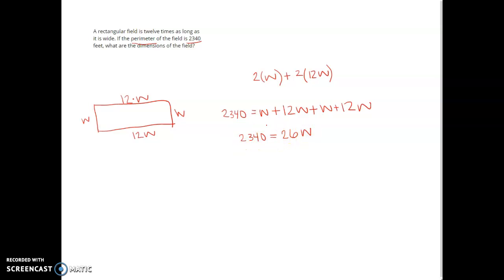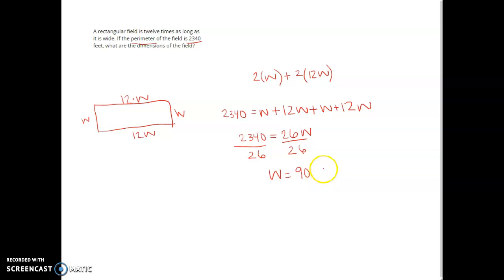2,340. Well, we want to solve for W there, so we need to divide both sides by 26. And when we divide that, oh, it's so nice when it works out even. So width is going to be 90, and especially on this type of problem, it makes you feel like, yeah, I think I did this right.